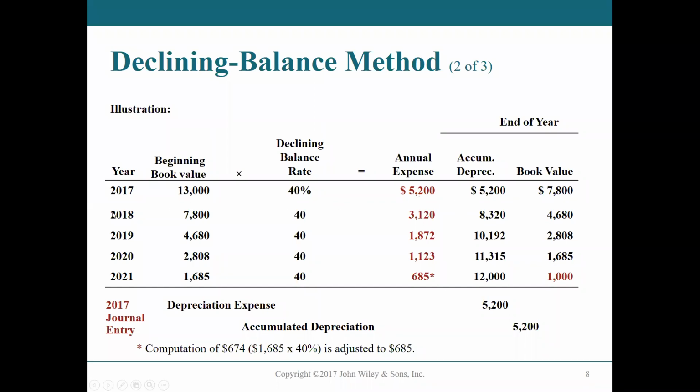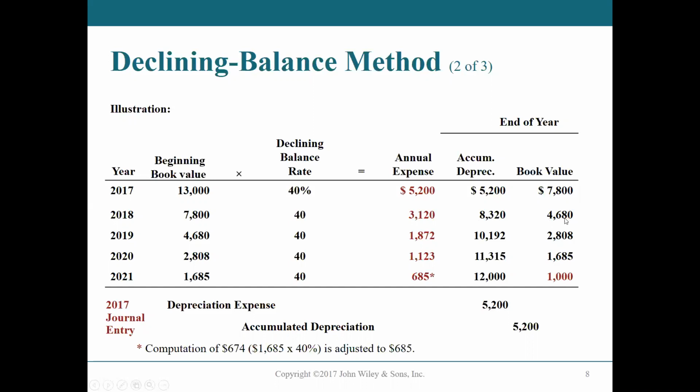Yeah. So now for the second year, to figure out the amount of depreciation, we take the beginning book value, multiply it by the rate, 40%, and that gives us $3,120 in depreciation that year. Our accumulated depreciation will be the previous year's accumulated depreciation plus this year's depreciation, 8,320. And then our new book value will be the original cost minus the accumulated depreciation. So book value is always the cost minus the accumulated depreciation.